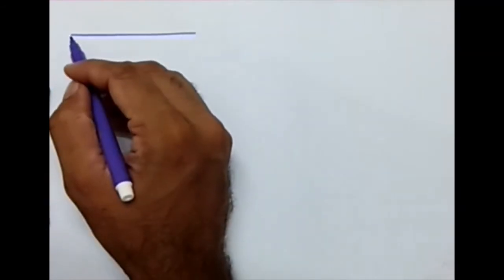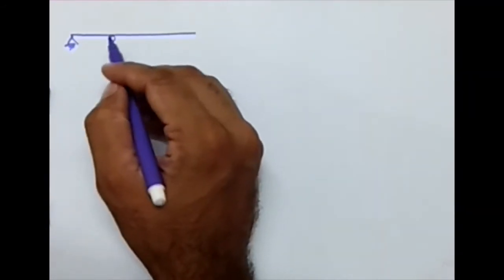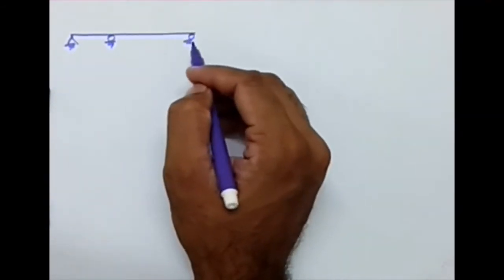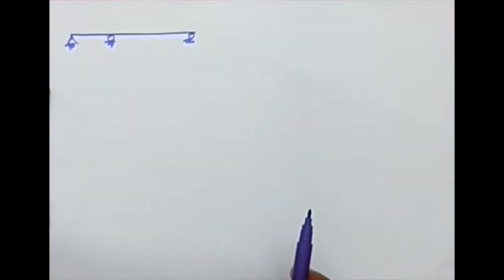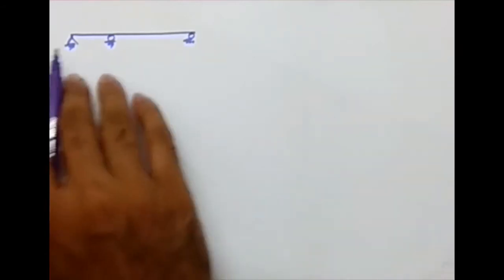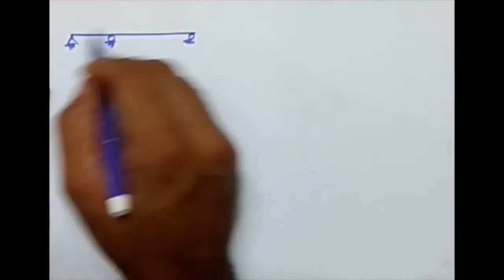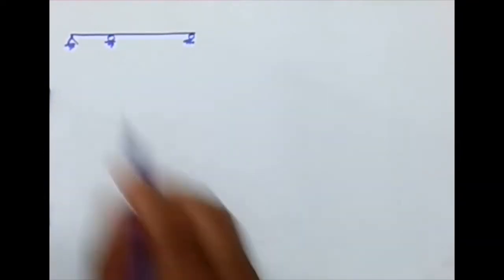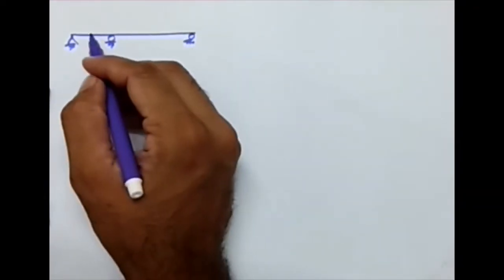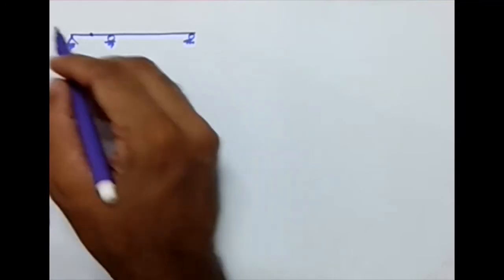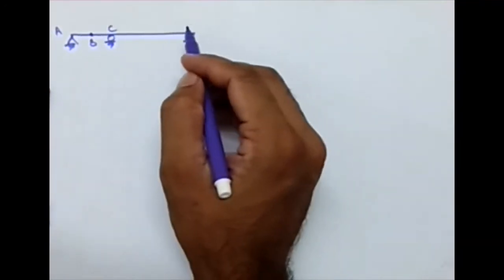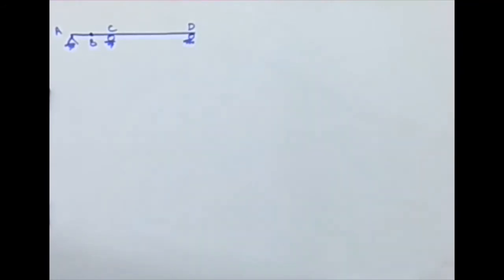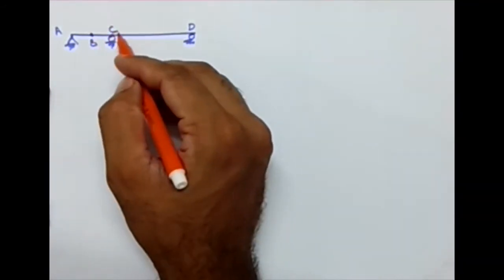So we have a continuous beam. If one end happens to be a cantilever, then we can think of the propped cantilever option. What we have now is a continuous beam, and let there be some kind of loading. I'm defining some points here: let this be A, this be B, C and D, and I'm considering some kind of loading.